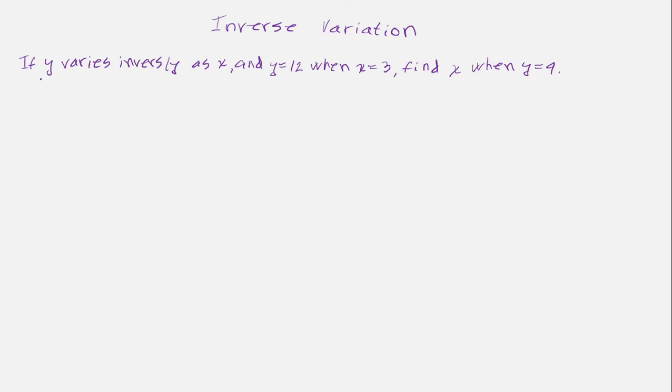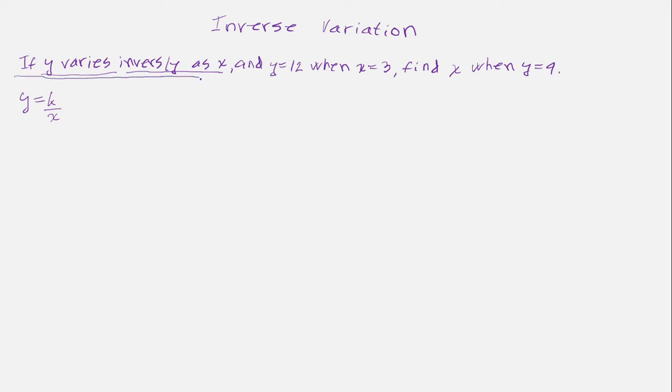So if it says y varies, that means we can say y equals. And then we know there is going to be some sort of k on the other side. And k is just a constant of variation, a number. And then it says inversely as x. That means x goes into the denominator. If it says directly, then x would be right here next to k, multiplying it. But since the problem says inversely, then x goes into the denominator.